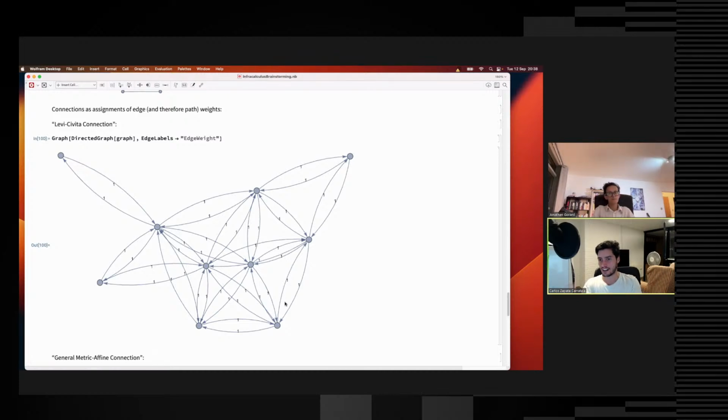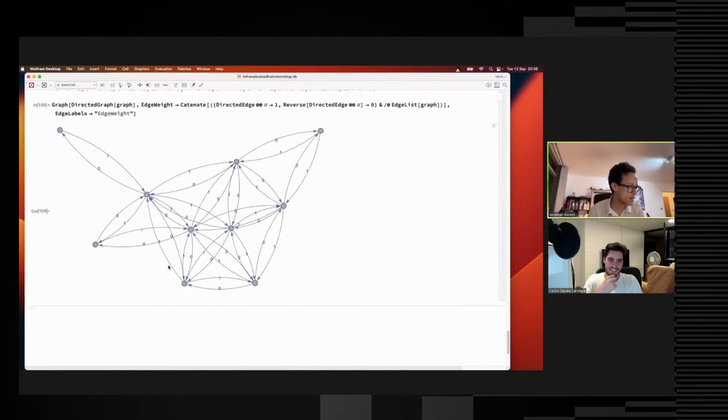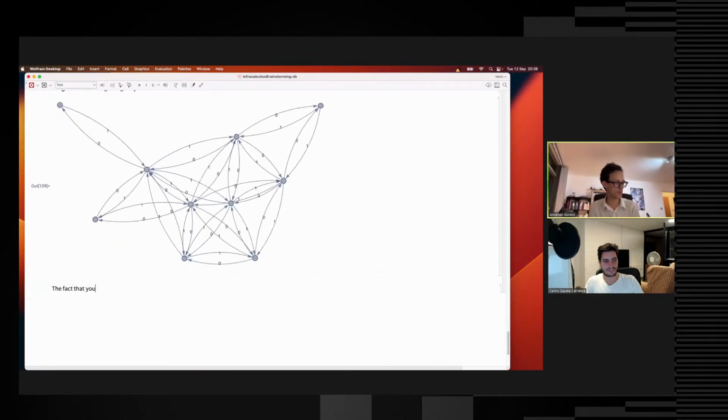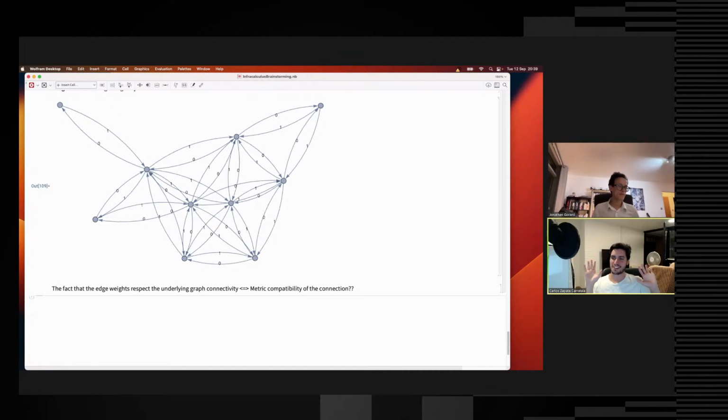Yeah, you could change the graph entirely, and then you would have a connection that is just not metric, right? Right. Because it doesn't talk to the metric, because it's just connecting points that were unconnected by the metric structure that is the undirected graph underneath, right? But the fact that you are effectively covering it makes it metric, right? Is that intuition correct? Let's make a note of that: the fact that the edge weights respect the underlying graph connectivity. Exactly. Somehow that's related to metric compatibility of the connection. That's very cool, actually. The dictionary starts to form in my mind. I don't know if this is actually going to be rigorously proven at some point, but the dictionary starts to make sense in my mind.